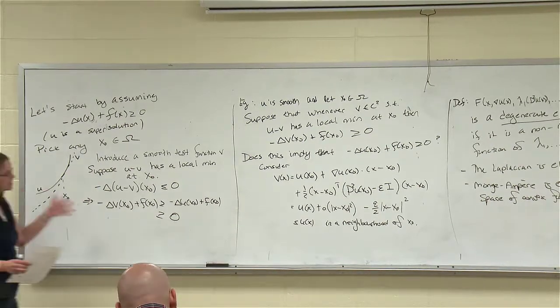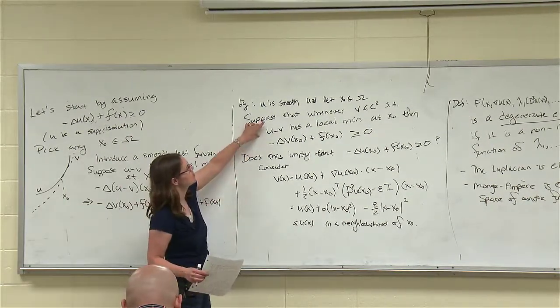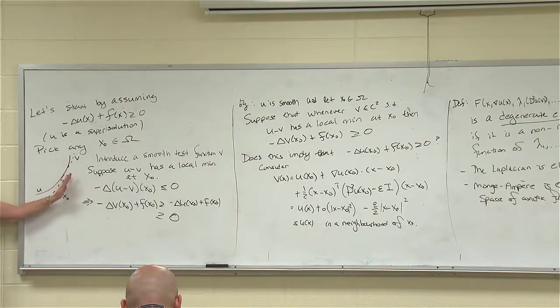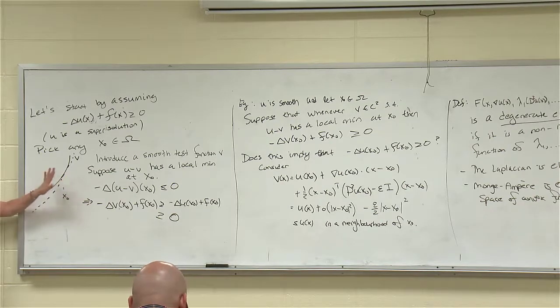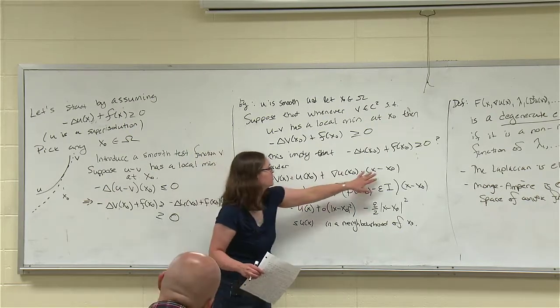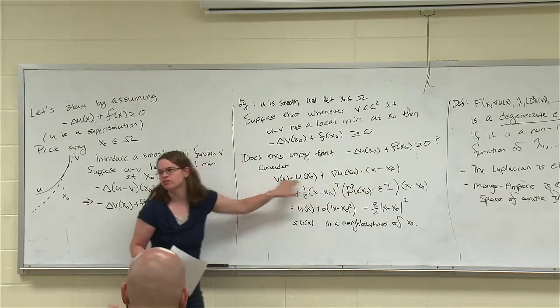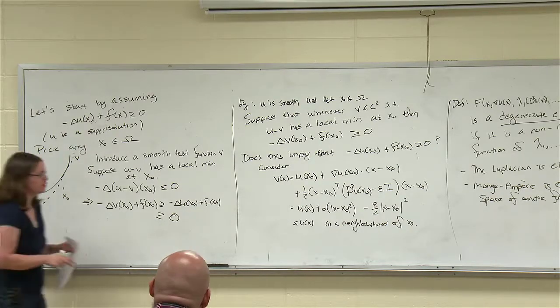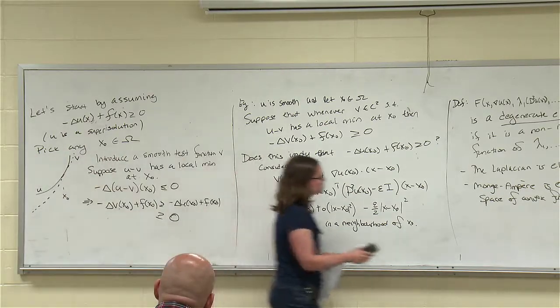Okay, so I've built a test function that satisfies this condition. U minus v has a local minimum at this point x naught, right? V touches u here. If I put in x naught, these go away, and I'm just left with u of x naught, and it's sitting below it everywhere else in the neighborhood. Okay, so this is a valid test function.